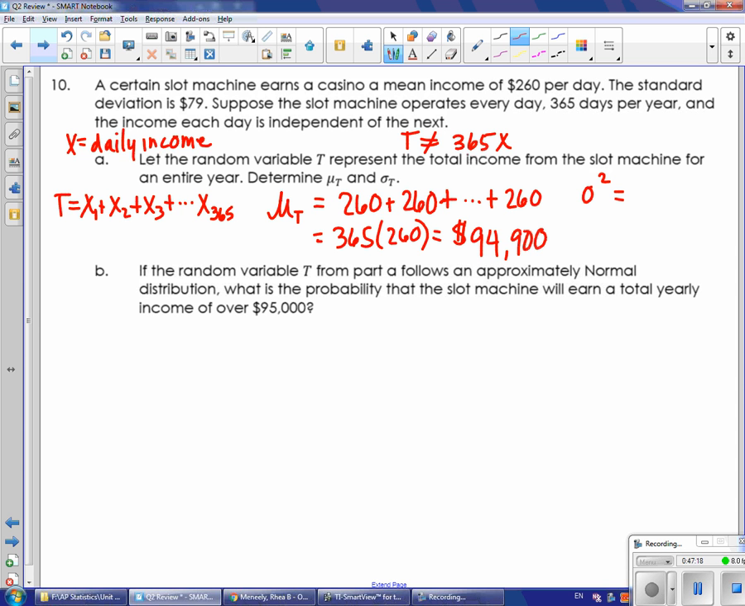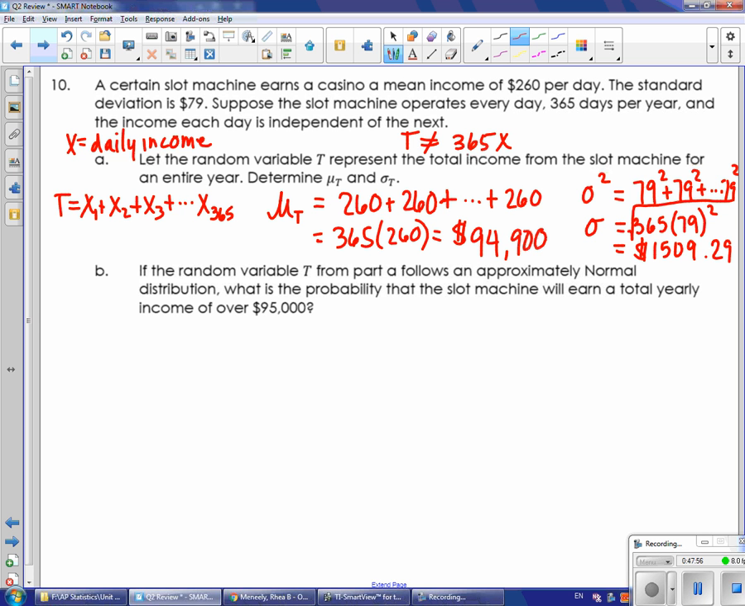And that's going to be the variance plus the variance plus the variance. And the standard deviation was $79. So it would be the variance squared plus the variance squared plus dot, dot, dot, the variance squared. And it would be 365 times the variance squared. It would not be 365 squared times the variance. So if I want to find the standard deviation, I'm taking the square root of that quantity. And I get $1,509.29. So now I know the mean and the standard deviation.